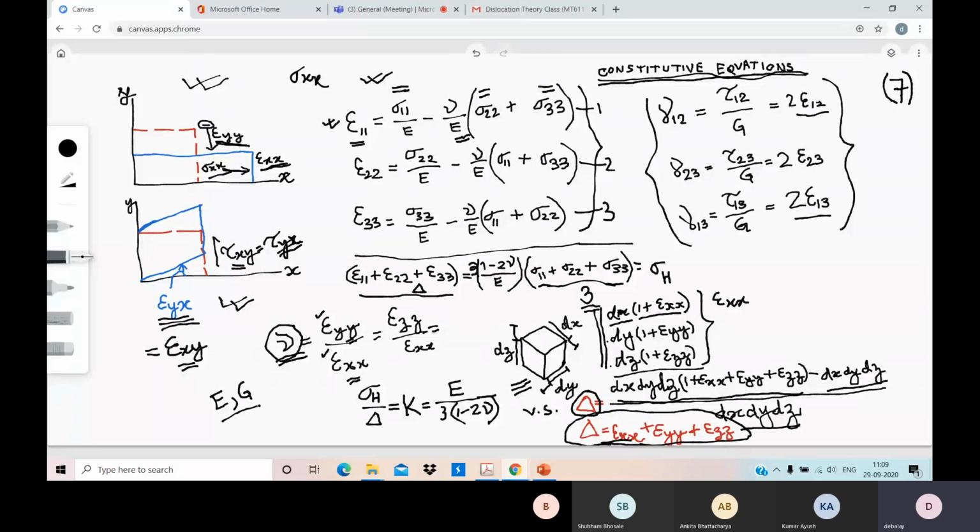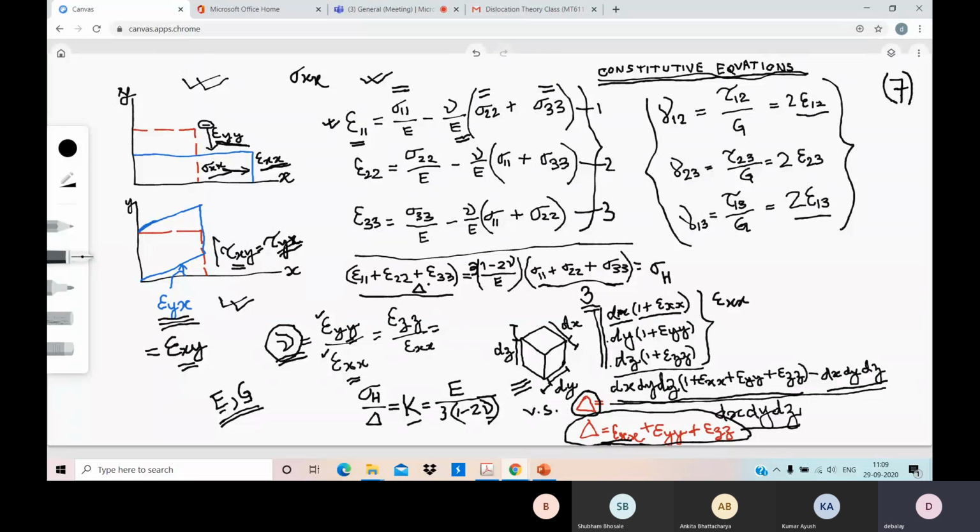It is an interesting observation that here we are talking about 4 modulus values, E, G, nu and K. Out of these 4 values, if you know any 2, you will be able to derive all the other values because they are related by simple expressions. Remember, this is an interesting observation.